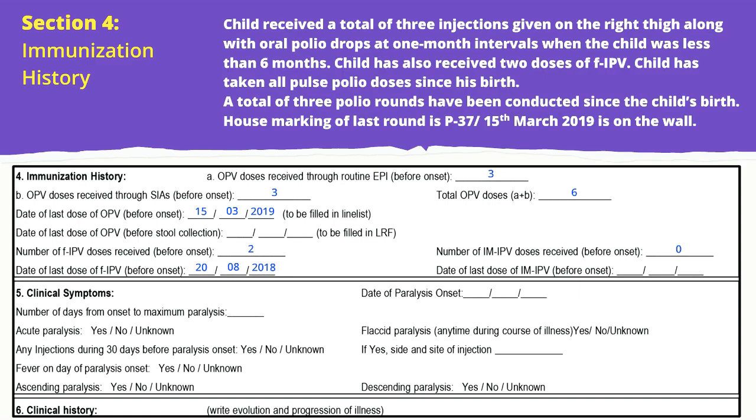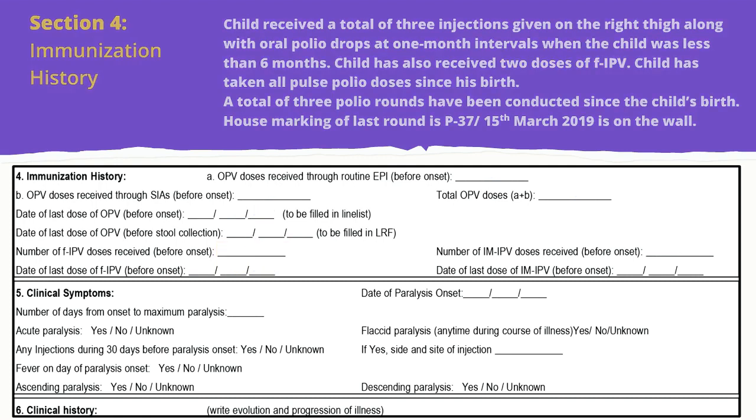As per immunization history, the child received 3 OPV doses through routine immunization and 3 doses through pulse polio. The last dose OPV before paralysis onset was received on 15 March. Child also has received 2 doses of FIPV.